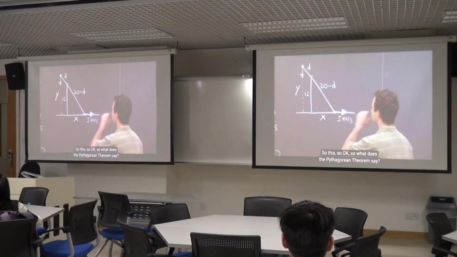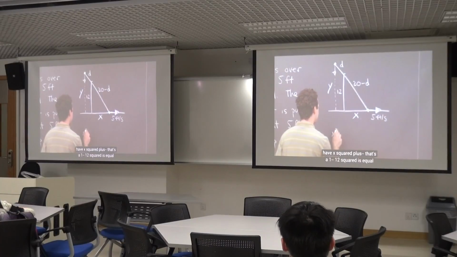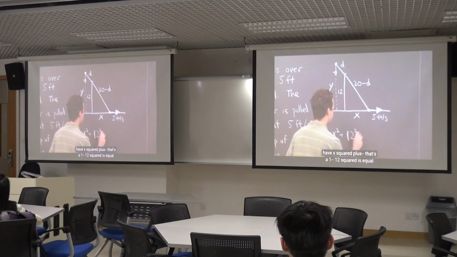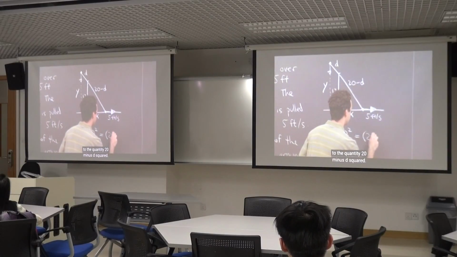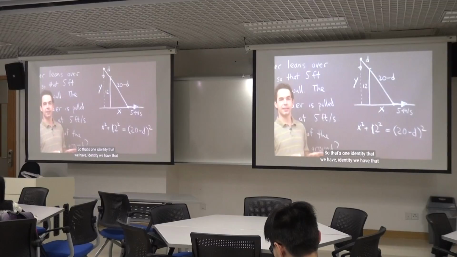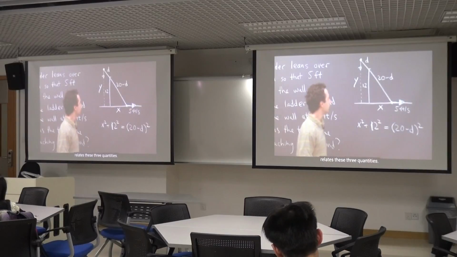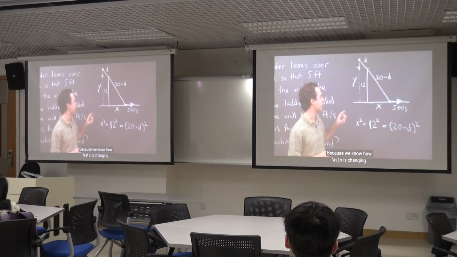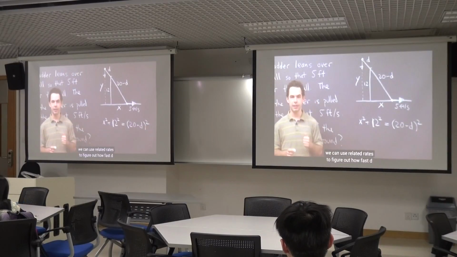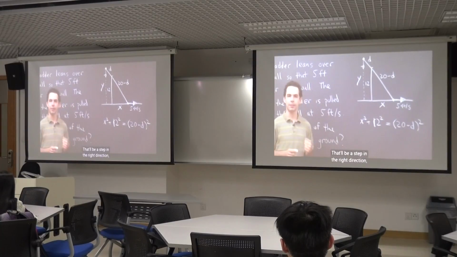So what does the Pythagorean theorem say? By the Pythagorean theorem, we have x squared plus 12 squared is equal to the quantity 20 minus d squared. So that's one identity that relates these three quantities. That's good, because we know how fast x is changing. And with this identity, we can use related rates to figure out how fast d is changing as well. That'll be a step in the right direction.